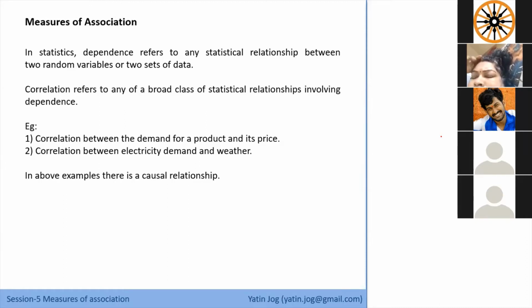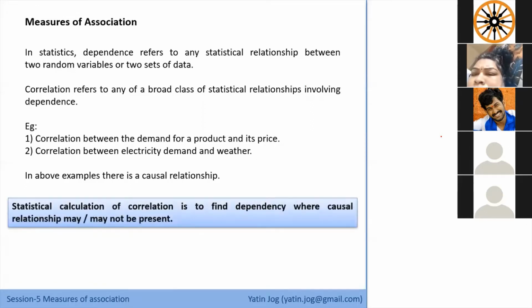In the above examples, there is a causal relationship also, but that is not the focus of the statistical analysis. There may be a causal relationship, but that we cannot prove using statistical analysis. So the statistical calculation of correlation is to find dependency where a causal relationship may or may not be present. Whether a causal relationship is present or not, we cannot find out using statistical calculations.